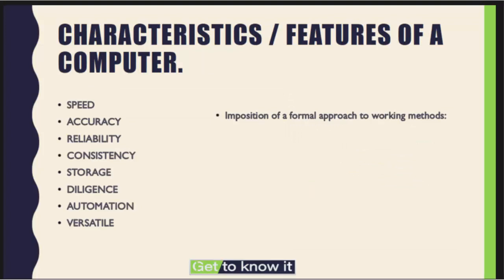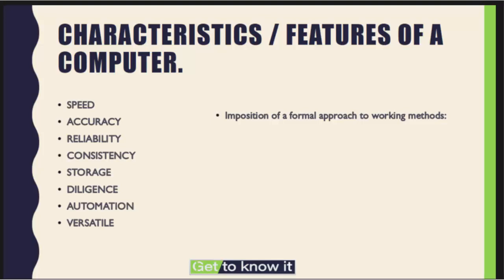Characteristics or features of a computer. A computer usually has various characteristics, and we are just going to discuss a few. The ones that we are going to discuss include speed, accuracy, reliability, consistency, storage, diligence, automation, versatility, and imposition of a formal approach to working methods.